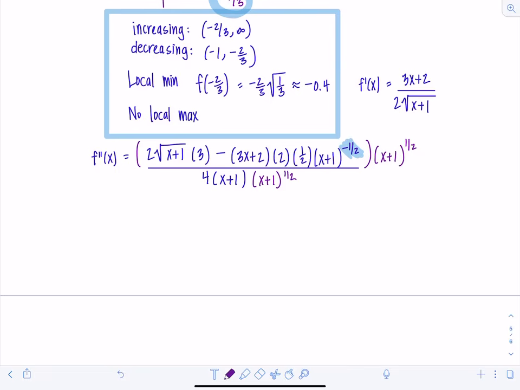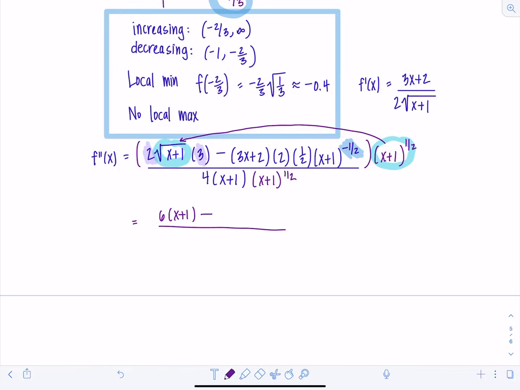Have no fear. So when I distribute x plus 1 to the 1/2 to the first term, notice I have another rad x plus 1. And that's pretty cool because rad x plus 1 times another rad x plus 1 is just going to give me x plus 1. And then what else is going on? I have 2 times 3, which is 6. So this is 6 times the quantity x plus 1.